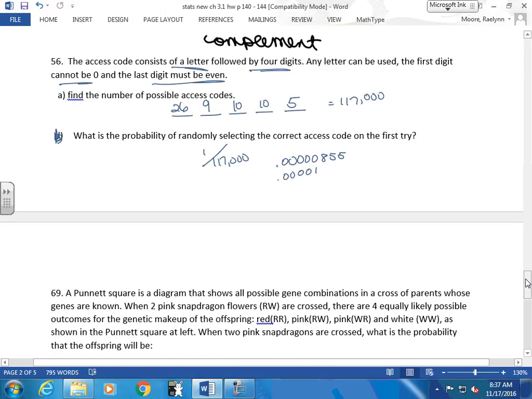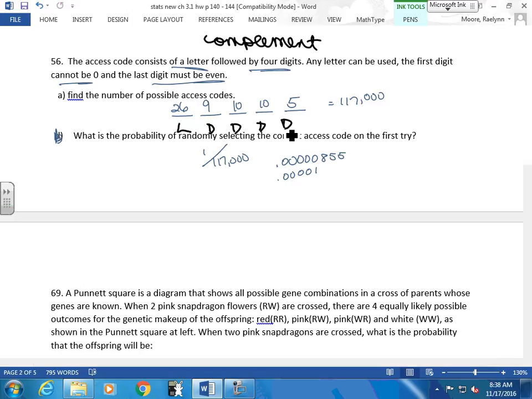The access codes consist of a letter followed by 4 digits. Lay out the pieces: a letter, digit, digit, digit, digit. Then look at what they want. Any letter can be used, so I have 26 things to choose from for my first one. Then the first digit cannot be a 0. So if I have 10 choices and I cannot use a 0, I have 9 possible things left, right? And then they told me the last digit must be even.